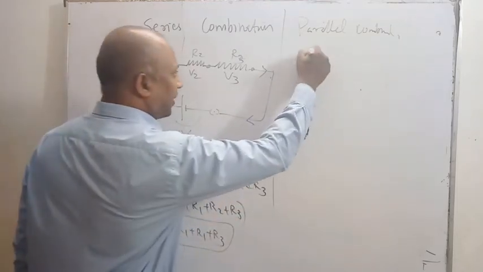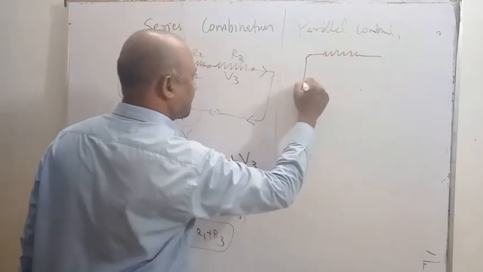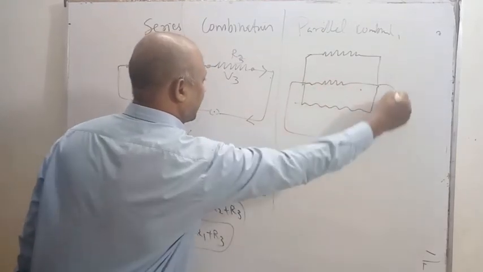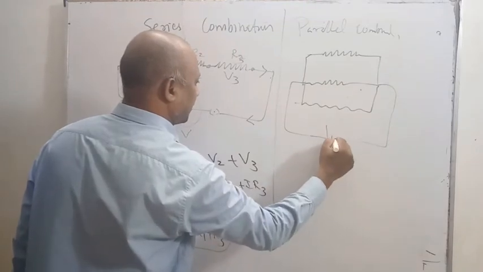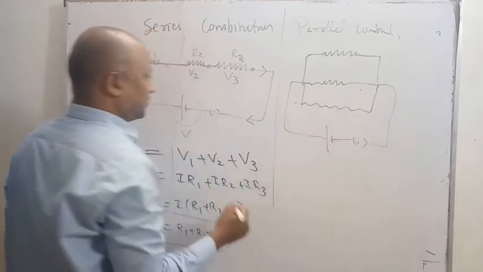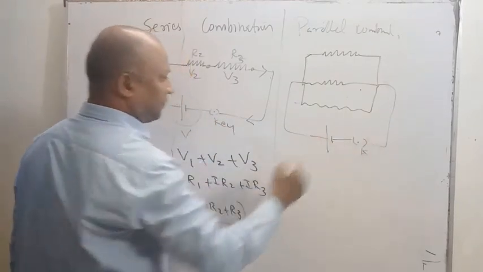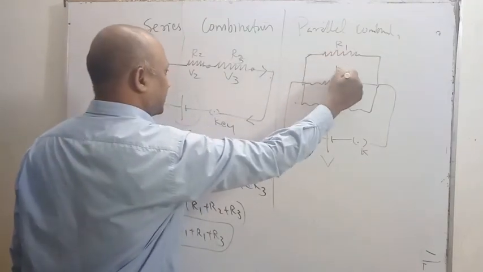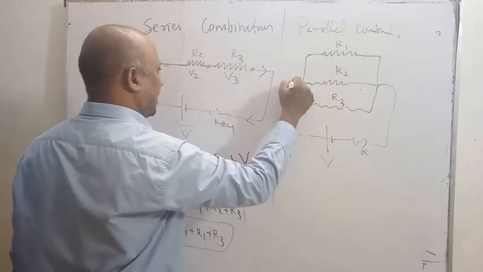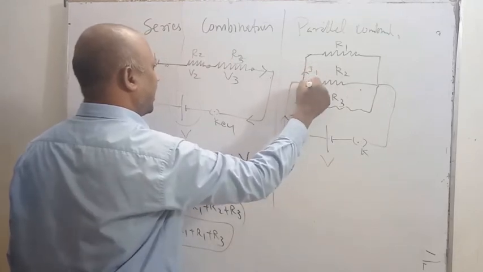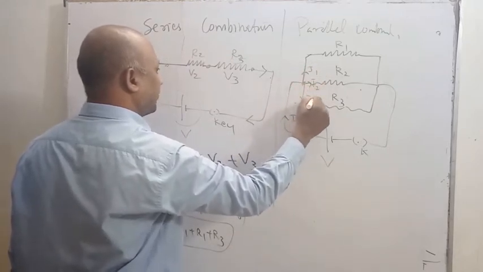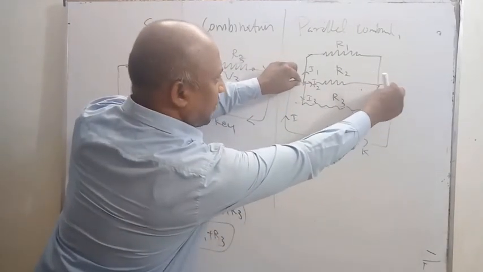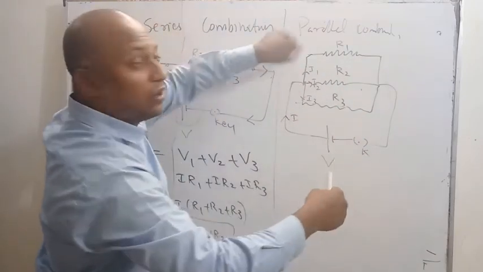In the same way, for a parallel combination of resistors. So this is a key, and this is a cell with a potential difference V, and R1, R2 and R3. When a current I flows, at this junction the current will split into I1, I2, I3, because there are three different pipelines, so the current will be different, but the potential difference is the same, because from the same point all the three are connected.